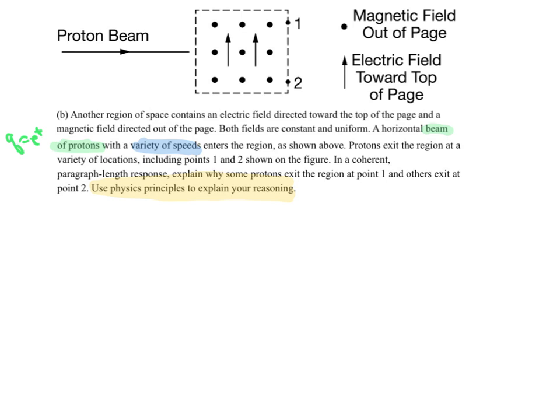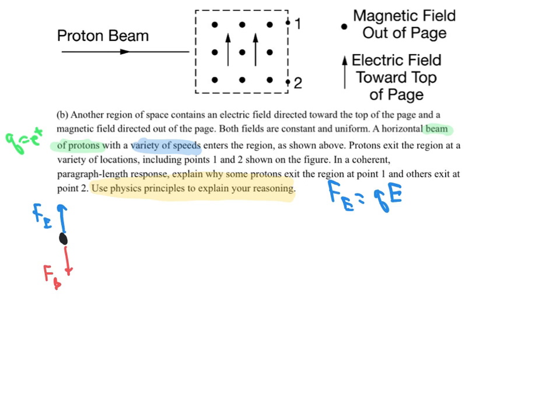Let's figure out the force. If we draw a free body diagram, we know that we're going to get an electric field force pulling upward and a magnetic force pulling downward. We know this because the protons feel a force in the direction of the electric field, because they're positive. And the electric force is just going to be QE.